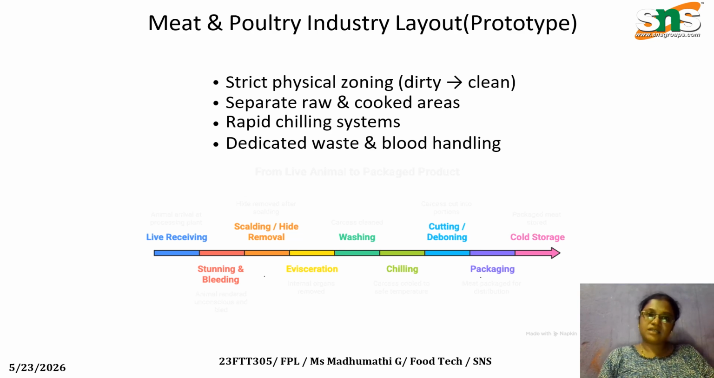And the last industry is the meat and poultry processing industry. Since we are going to handle meat and poultry, that is, the animal, strict physical zones, that is the dirty and clean zones, have to be very strictly followed. Separate raw and cooked areas, a rapid chilling system, and dedicated waste and blood handling have to be given much care.